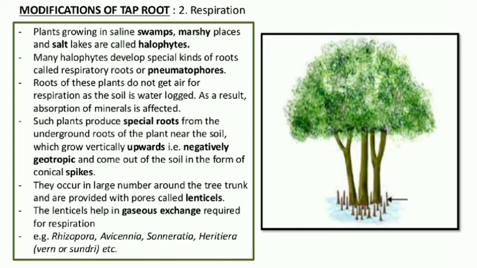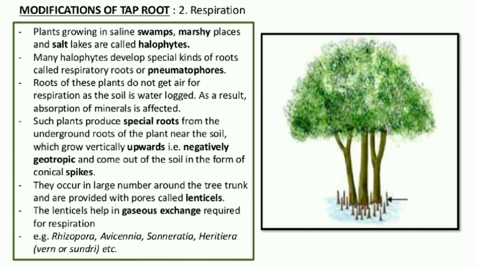These roots are contrary to the normal roots, because normal roots are positively geotropic and negatively phototropic, but pneumatophores are positively phototropic and negatively geotropic. Means they are growing away from the soil, towards the light. Hence, these are opposite to the normal root system. Examples here are Rhizophora, Avicennia, Sonneratia, Heritiera, etc.